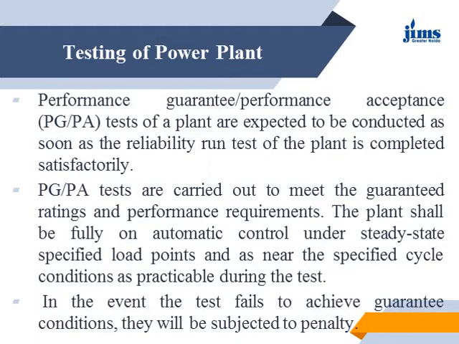The plant shall be fully on automatic control under steady state specified load points and as near the specified cycle conditions as practicable during the test. Means what? Whatever the practical conditions are supposed to be there in the running of the plant, we take those conditions as they are. We make sure that the actual conditions are there, and only after that the performance guarantee and performance acceptance test should be conducted.